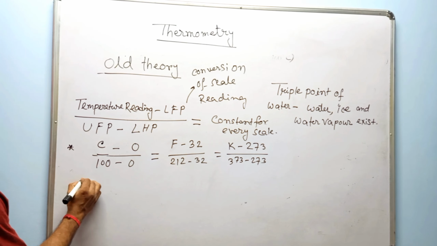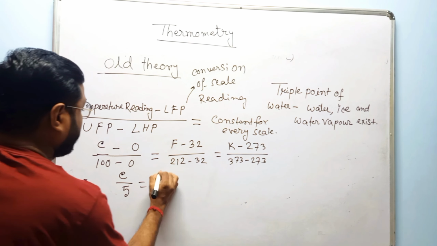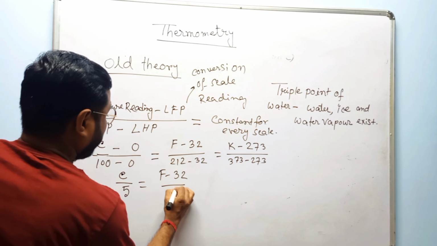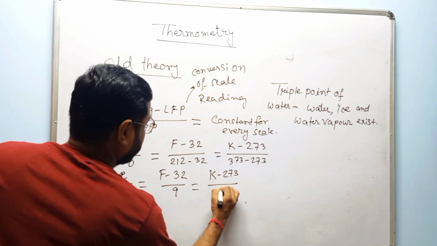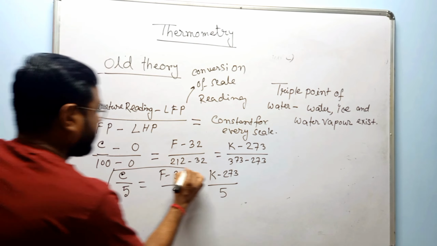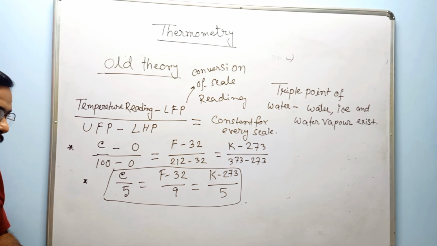So if we take this, it is written as C by 5 equal to F minus 32 by 9 equal to K minus 273 divided by 5. This is the required relation between the three types of scale. You have to know it for the NEET exam. I hope you know all well, or for the CBSE exam you have to know this. This is the basic properties of thermometry.